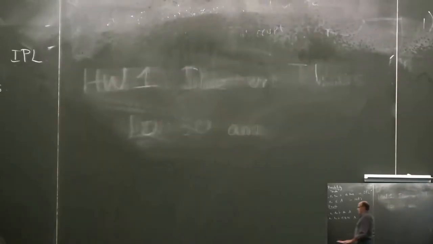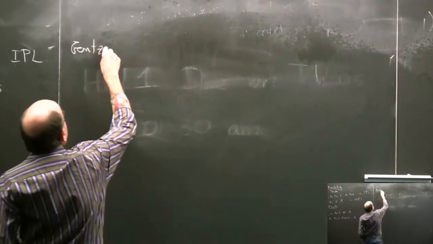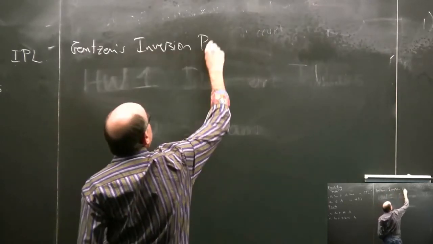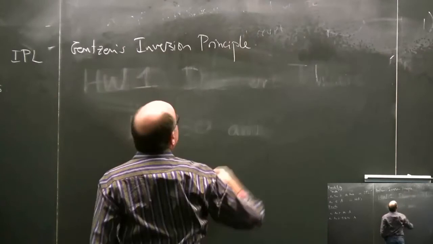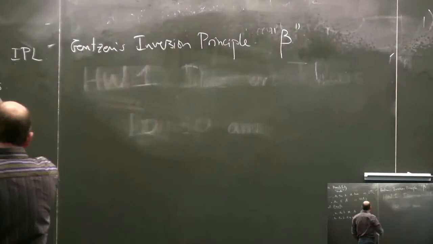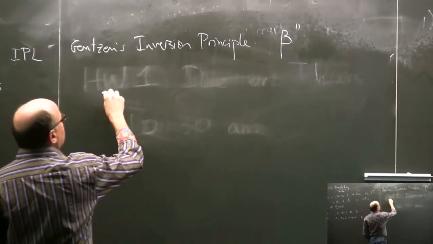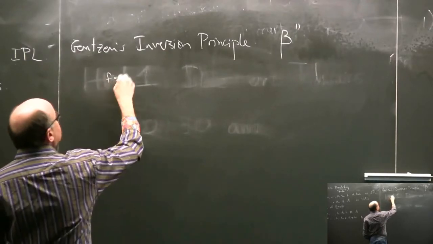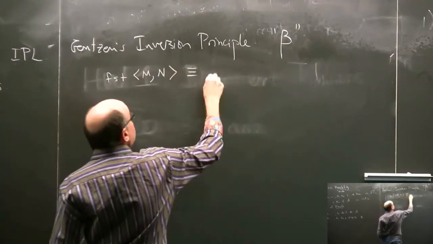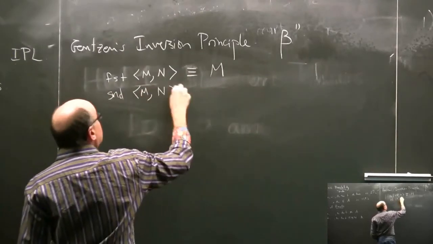So one way in which we did this is we applied the proof theoretic principles. So we had Gentzen's inversion principles, which I will briefly summarize as the beta rules. I'll write beta like that. Without repeating everything that we did last time, the critical ones were these: if I take first of a pair, then that should be equal to M, and second of a pair should be equal to N.